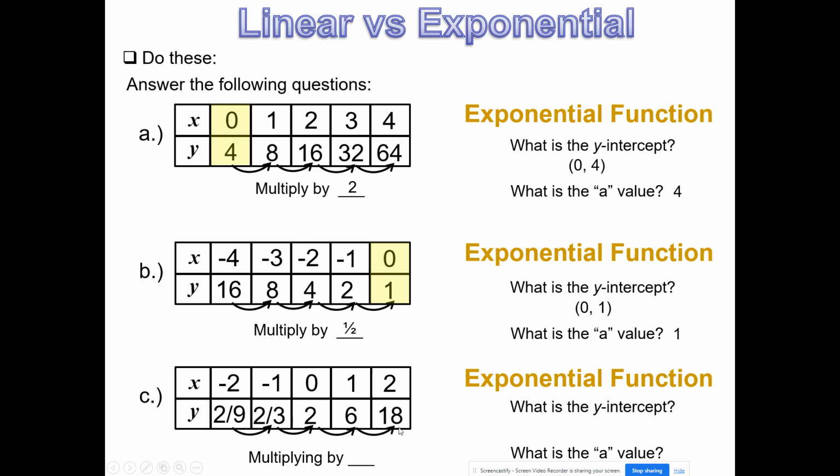What am I multiplying by? Well, it looks like I'm multiplying by 3. What's my y-intercept? My y-intercept is 0, 2. And what's the a value? The a value is right there. It's that 2.